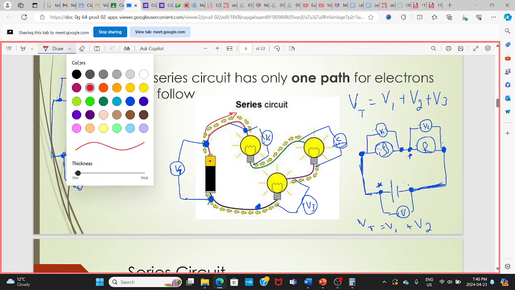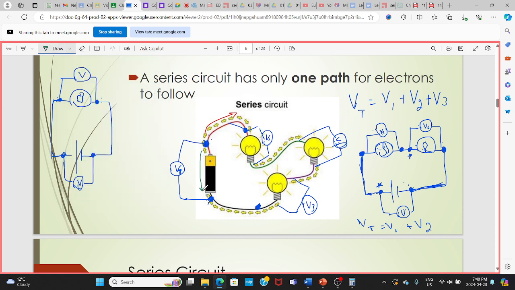Or I can go from here to here, right? Which is going to be the V of my battery. So the V of battery is the same as V of total across these 2 points because the battery provides that, right? It is the same as V1 plus V2 plus V3. Again, I'm going to find the V total, the voltage across these 2 points.